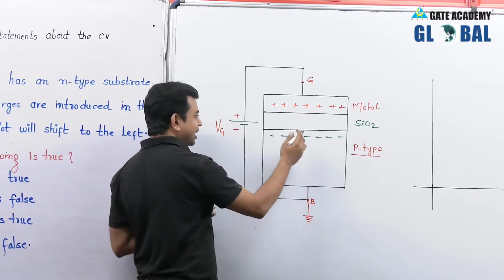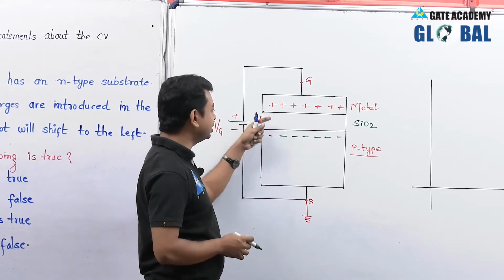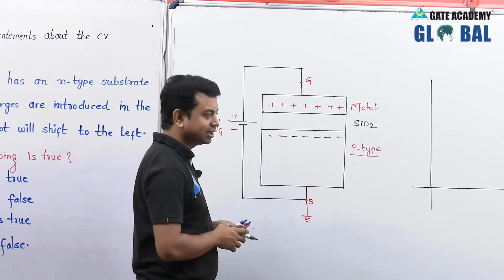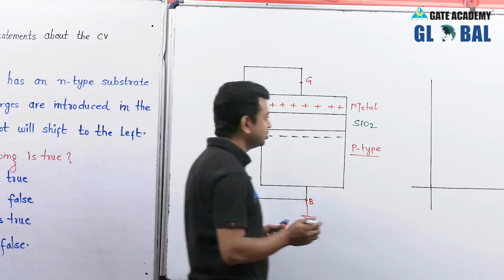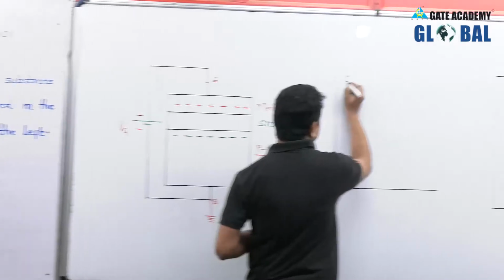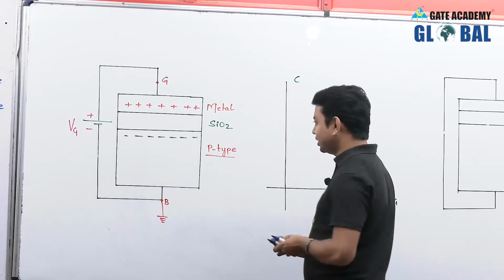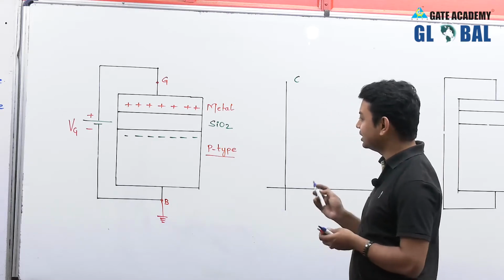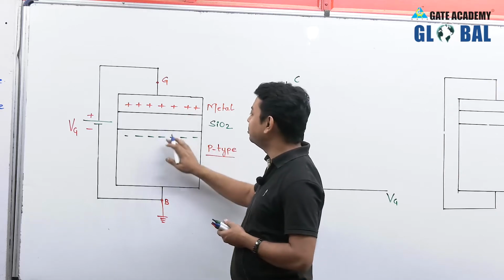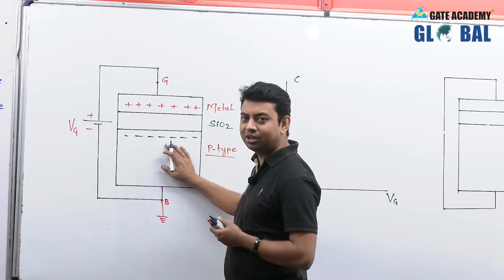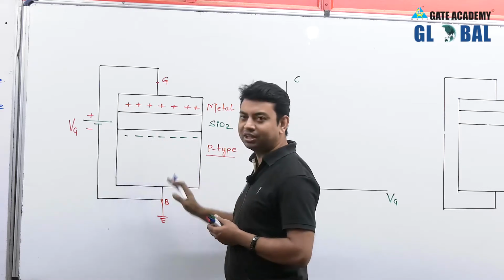Now this is acting as a MOS capacitor. So we are having the positive voltage on the metal and negative on the semiconductor, and because of this we are having the characteristic which is known as the CV characteristic. This is C and this is the gate voltage. And this CV characteristic says that whenever we are applying a positive voltage, the equivalent number of negative charges will appear in this semiconductor region.